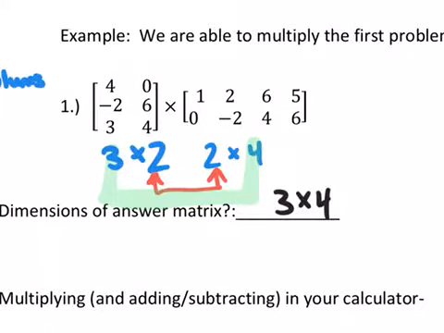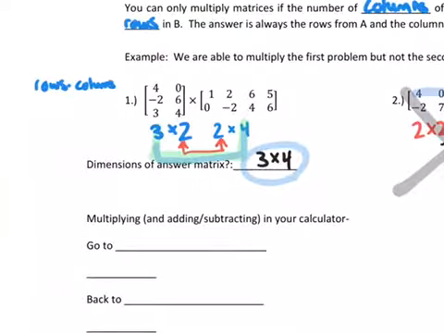So key components. If the insides match, they can multiply, and they will multiply. The outside dimensions tell you the result of your final answer.